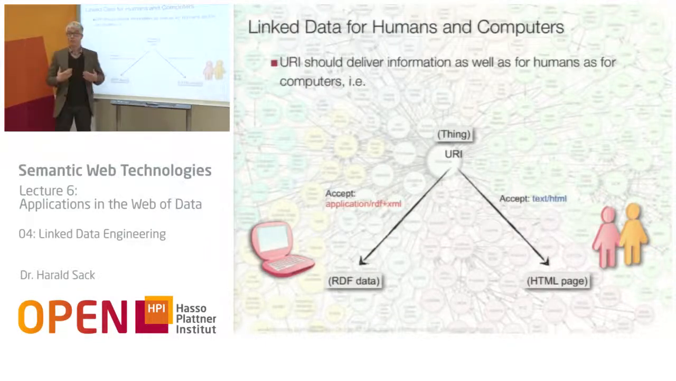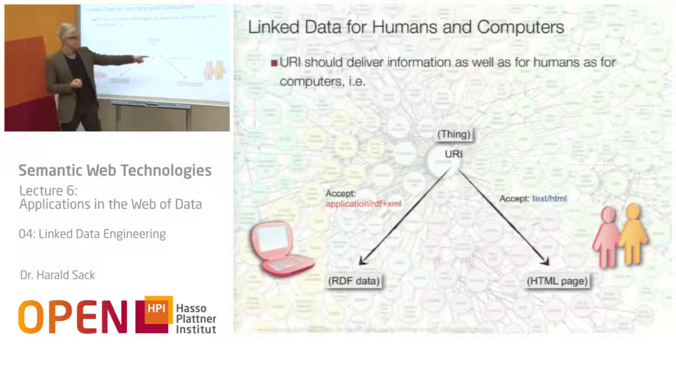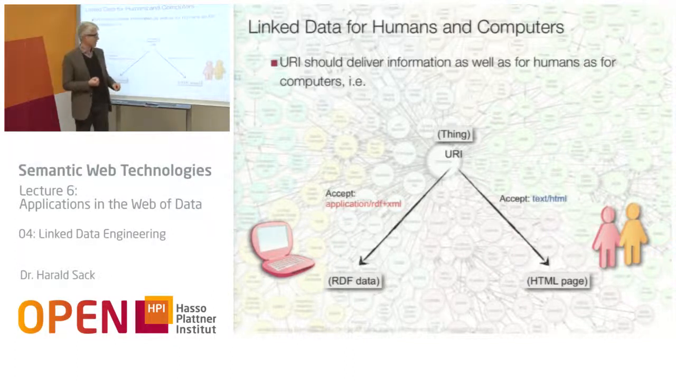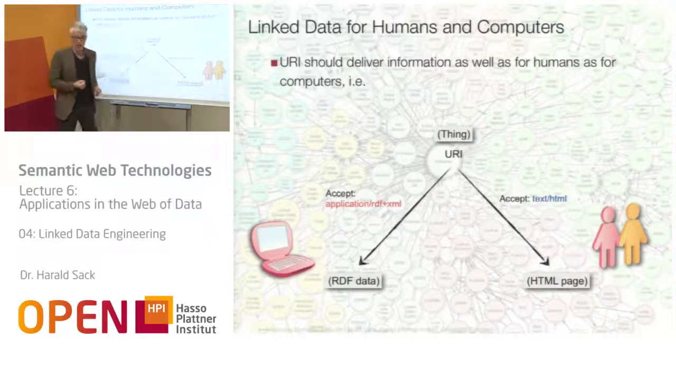Okay, let's go back to the content negotiation. Depending on the HTTP accept header, you can write there application/rdf+xml, and then you will get back the RDF data from the original URI. And you can also write in the accept header text/html, and then you will get back the HTML page.